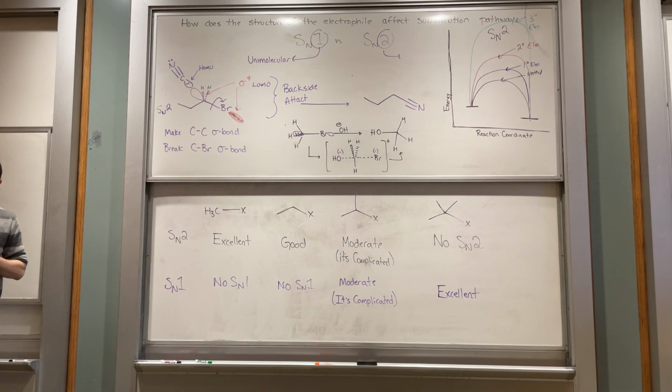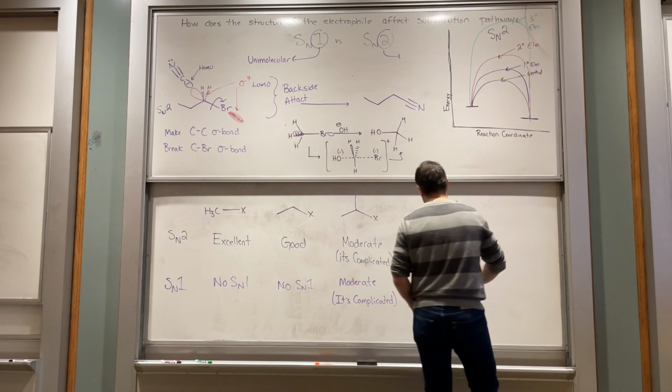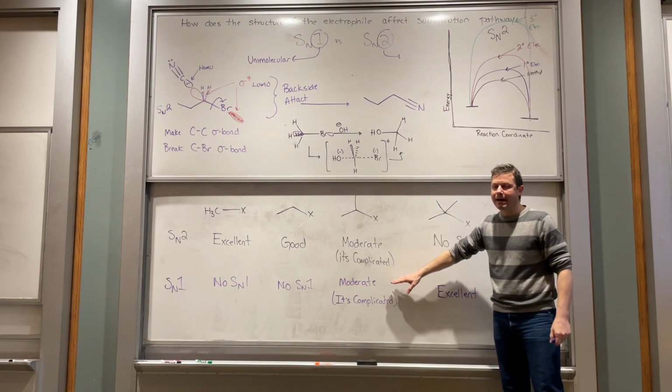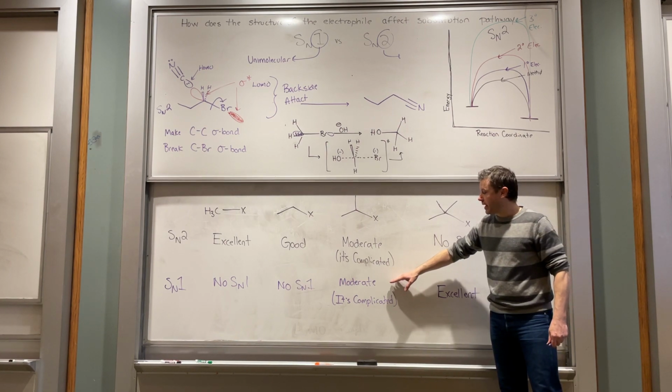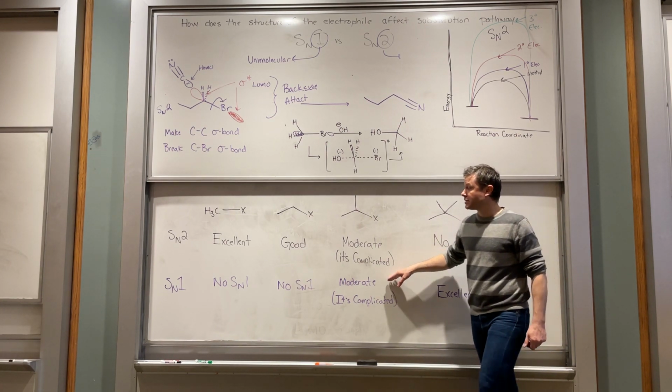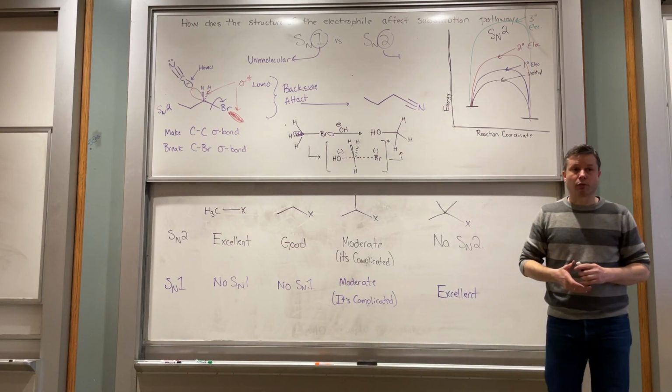SN1 reactions will happen really well with a lot of tertiary electrophiles. That pathway can occur on secondary electrophiles, but primary and methyl electrophiles will not undergo SN1 reactions.